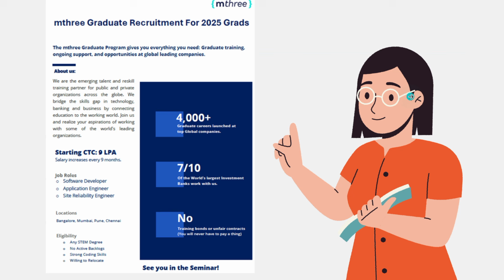Okay, let us go into the video. See, the job roles are mentioned over here: software developer, application engineer and site reliability engineer. And the salary increases every 9 months. It is a great opportunity, and the starting package is 9 LPA, okay? Eligibility is any stream degree, no active backlogs, strong coding skills and willingness to relocate, okay? Locations are Bangalore, Mumbai, Pune and Chennai, okay?